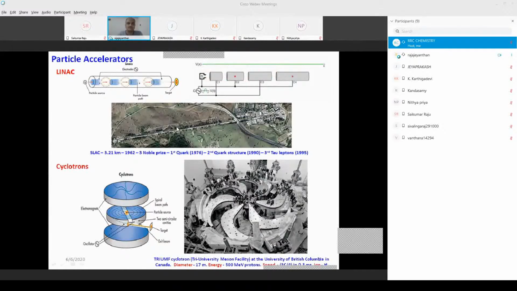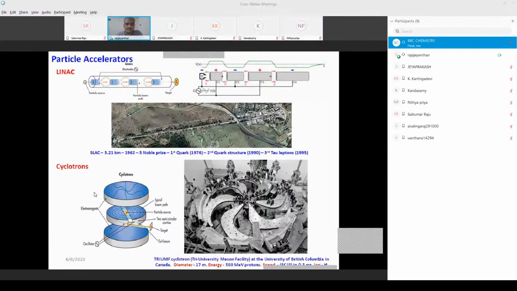Next, this is the real figure, an aerial view of the Stanford Linear Accelerator Center. This linear accelerator is about 3.21 kilometers long, and was commissioned in the year 1962. Using this accelerator, three Nobel Prizes were obtained. The first one is for the discovery of the quark, in 1976, the second is for the discovery of the quark structure, in 1990, and the third is for the discovery of the tau lepton, in 1995. So it is a very big instrument.